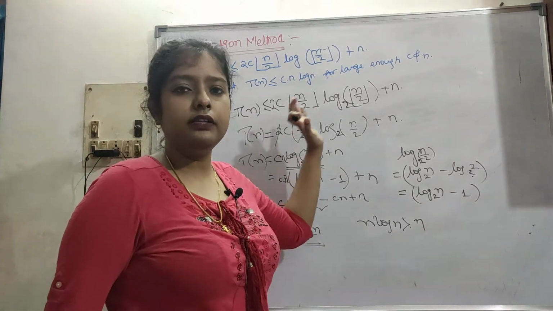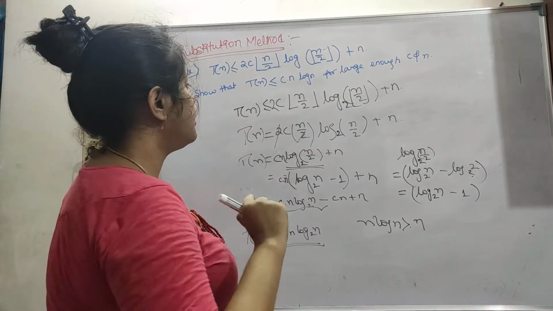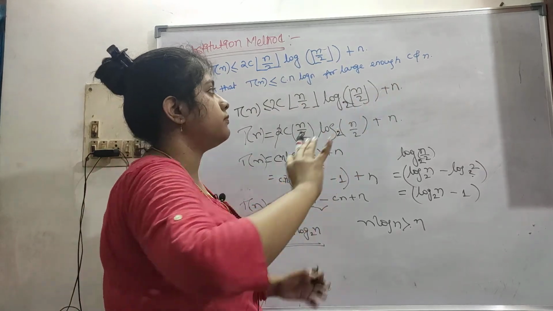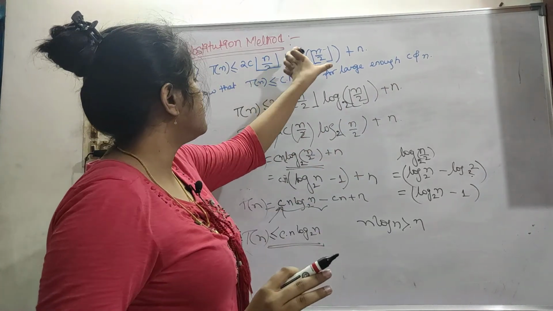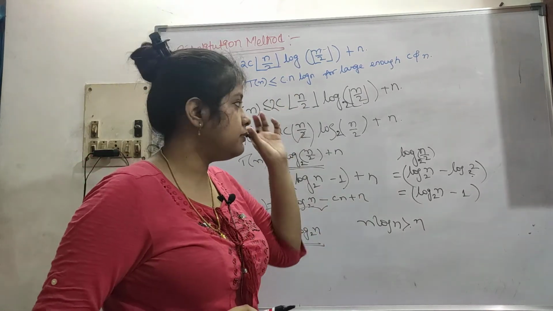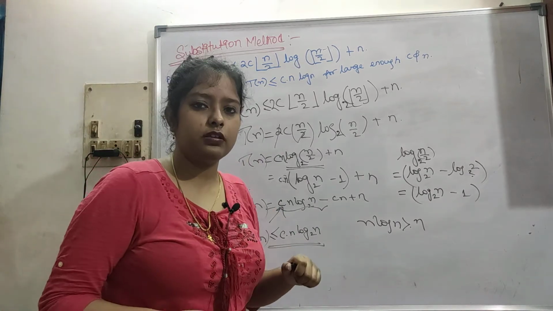So in this way, this is the substitution method. In Master's theorem, you can just put the answer; you don't have to do all this. With examples it will be clear. So for now you can just take a note of this and do more examples on it.